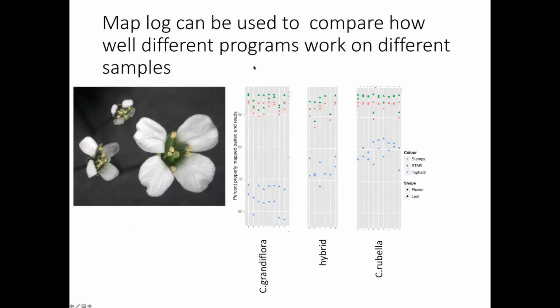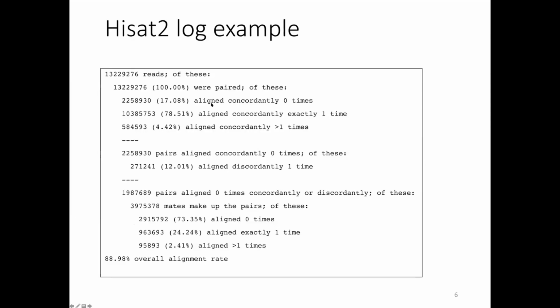And for HiSat, the program that you're using, you don't get that much information. You basically get how many were uniquely mapped, and that's when they are concordantly mapped one time. So in this case, 78% were mapped perfectly. And then this is the multi-map number.